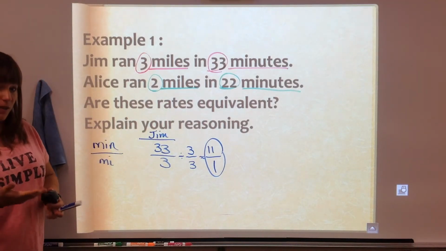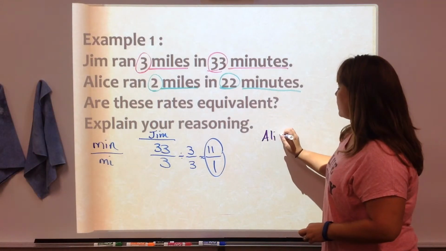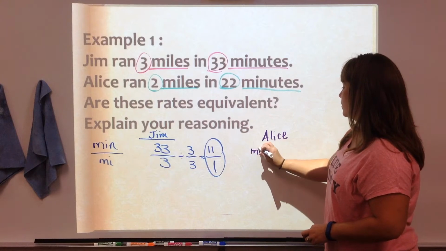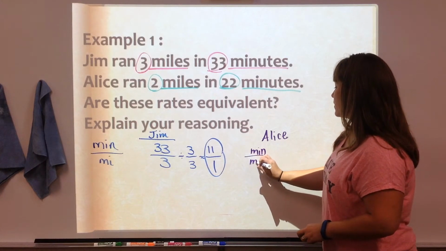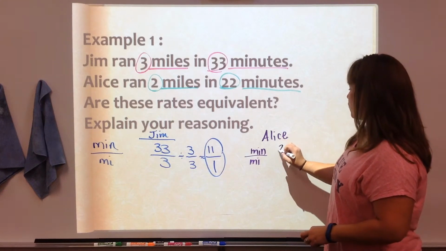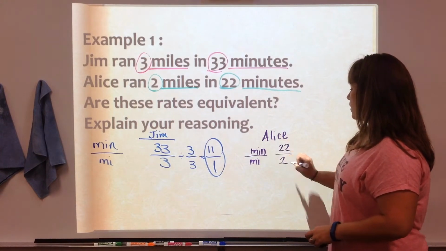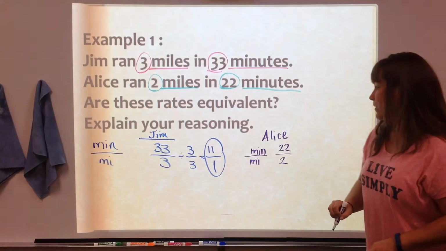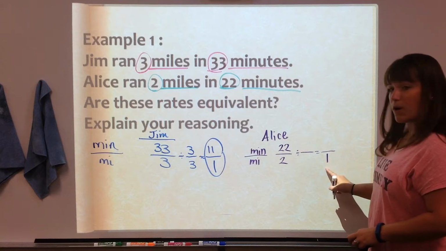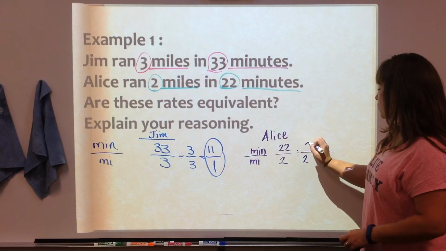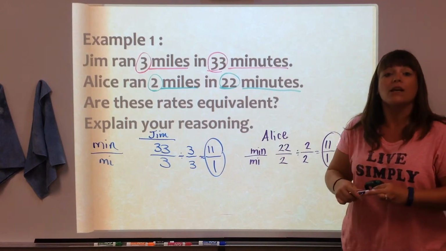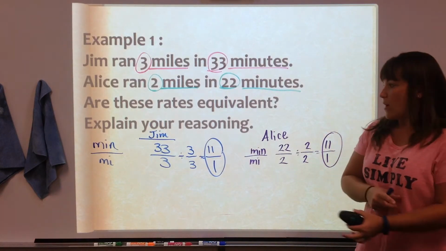Now I have to do the same thing for Alice. So Alice, same minutes over miles. I want everything to be the same so I can compare. So she has 22 minutes and she's running for 2 miles. So again, I want a unit rate. So my denominator is 1. I'm going to divide by 2 over 2 this time. And lo and behold, yay, how cool is that? We have 11 over 1 as well.